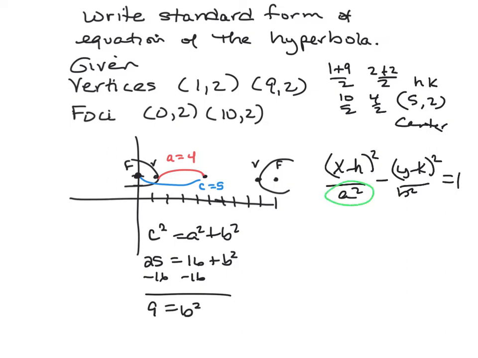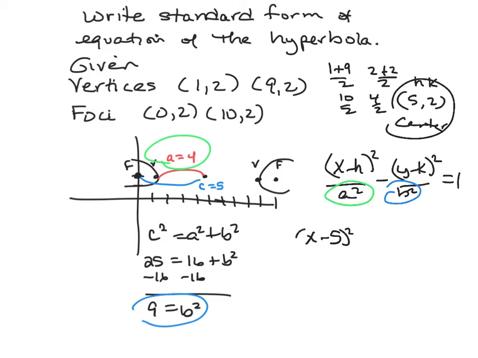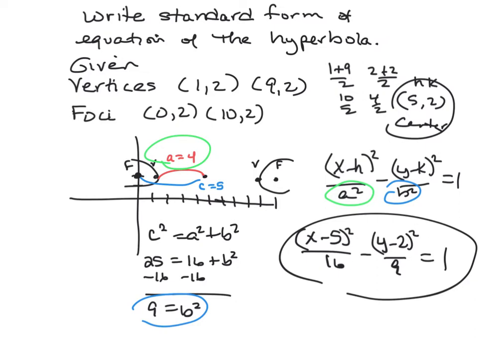Now I can fill in a squared, which is 16, fill in b squared with what I just got, and I also have my h and my k from my center. So the final answer is x minus 5 squared over 16, minus y minus 2 squared over 9 equals 1. Final answer.